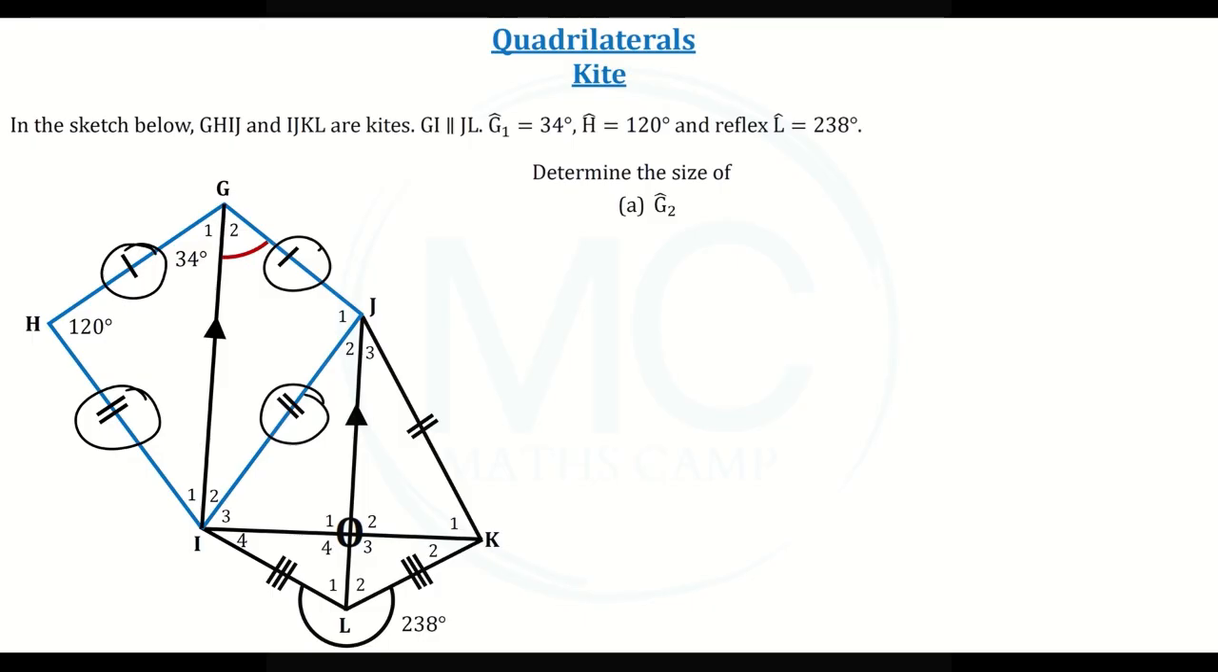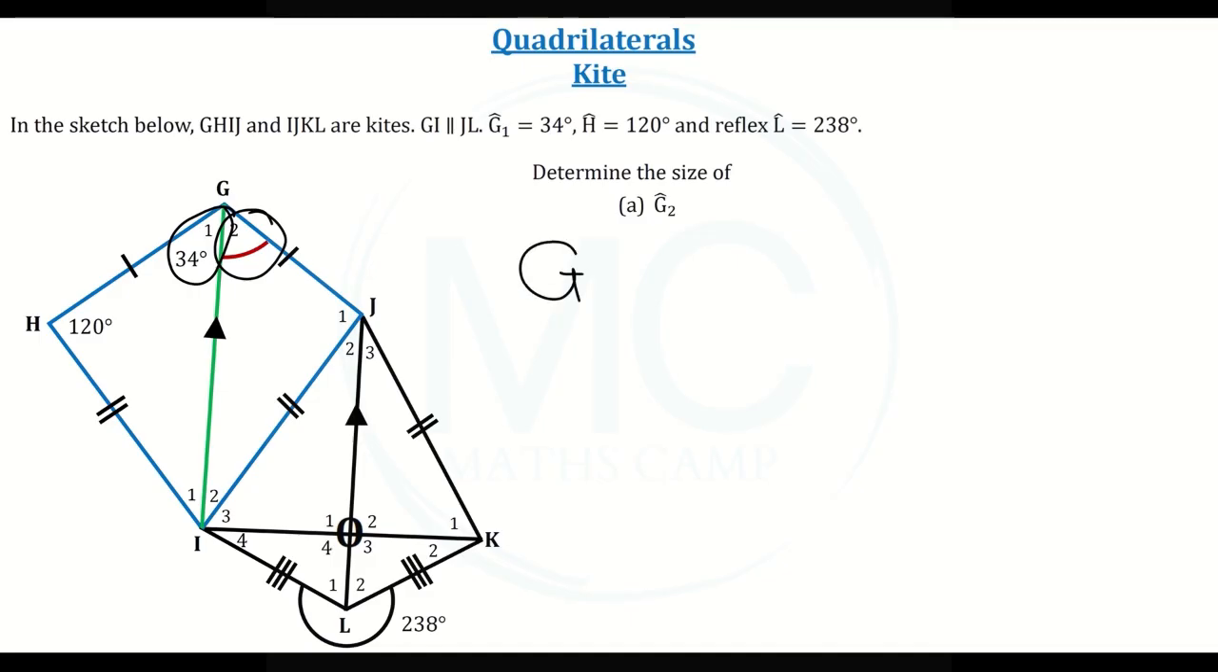G and I are vertices that sit between adjacent equal sides, so we know the main diagonal runs from G to I. Let's make it green. This shows us that angle G1 over here must be equal to angle G2. So let's make a note that angle G1 is equal to angle G2. And we know this to be true because the main diagonal of a kite bisects the interior angle.